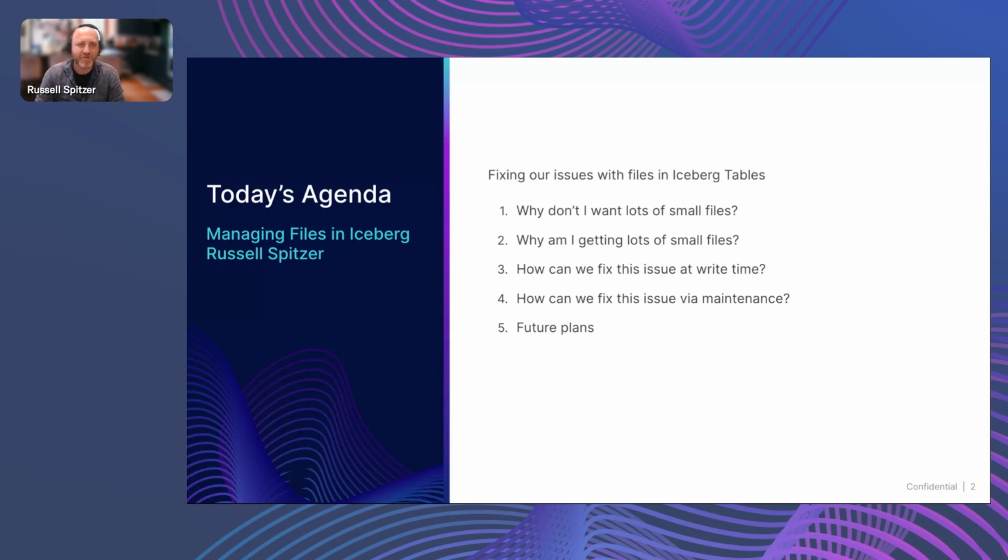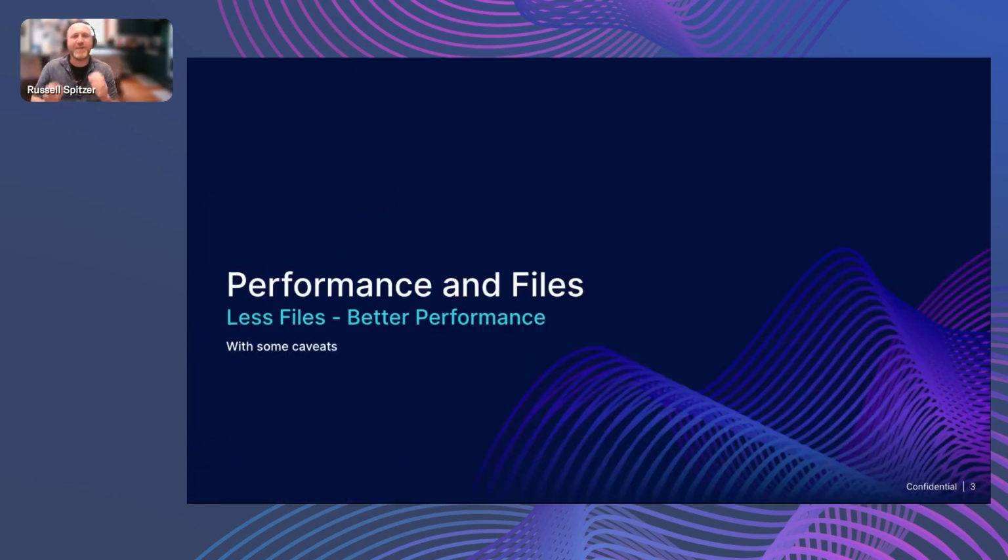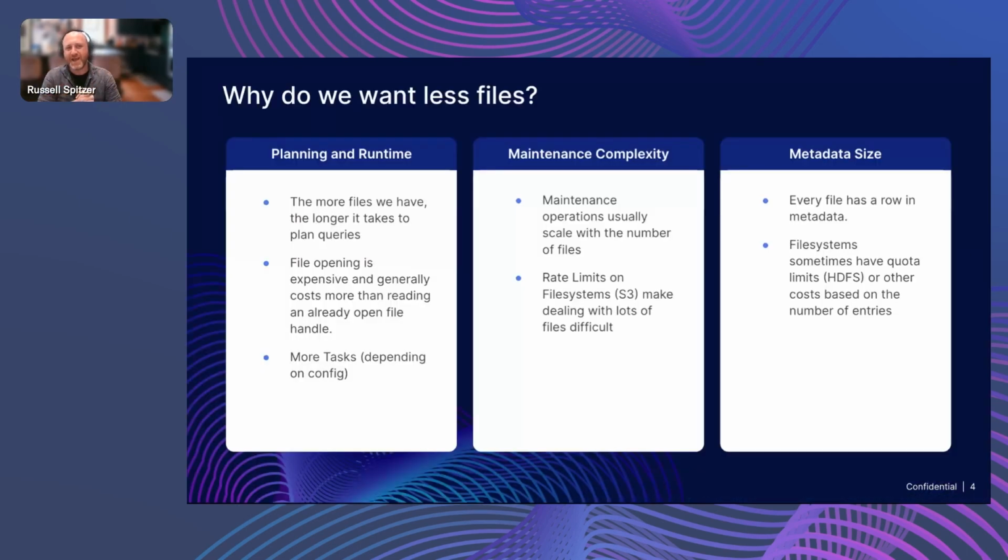So let's start right off by talking about why we care about small files. The biggest thing to know is basically the fewer files you have, the better your performance is going to be. There are some caveats to this, but basically we want to have big files. We want them to have hundreds of megabytes of data if possible. There's a bunch of reasons for this, and we'll go into some of them at a high level. We'll start with talking about planning costs.